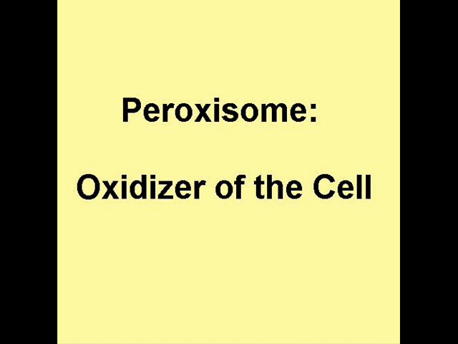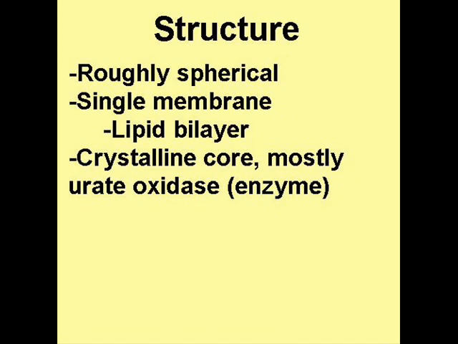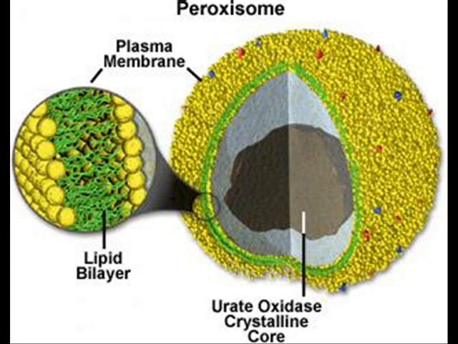We will now move on to peroxisomes, the main oxidizers of the cell. Peroxisomes are roughly spherical organelles with one single lipid bilayer membrane and a crystalline core, mostly made of urate oxidase and enzymes. Here is an image of what a peroxisome would look like.